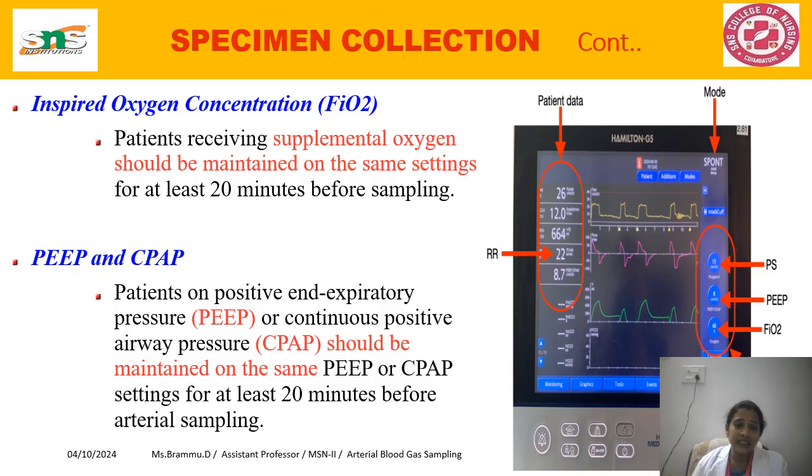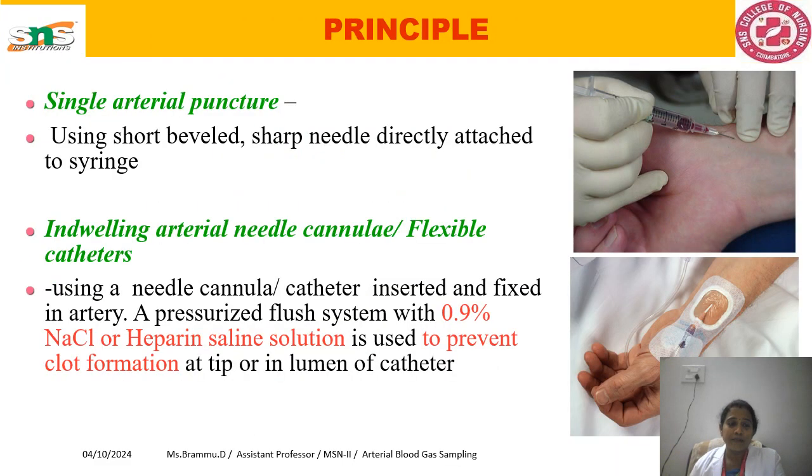Then see the ventilator settings, that is the PEEP and the CPAP. PEEP is the positive end expiratory pressure, and CPAP is the continuous positive airway pressure. That also should be maintained. You cannot change the PEEP and CPAP. For example, if PEEP is kept around 10 and suddenly you change it to 5 and then take the sample, that may give a faulty reading. As well, if the CPAP is being maintained for the patient, the same value must be kept without changing for at least 20 minutes before you take the sample.